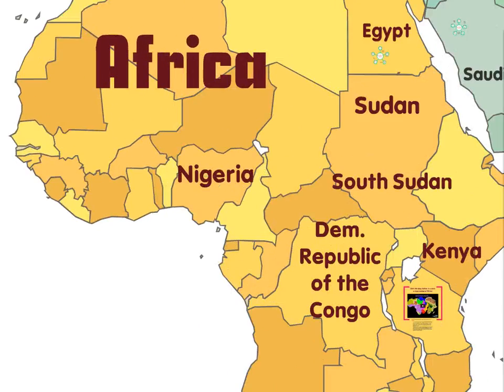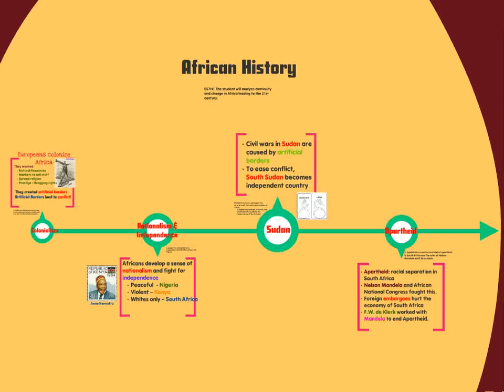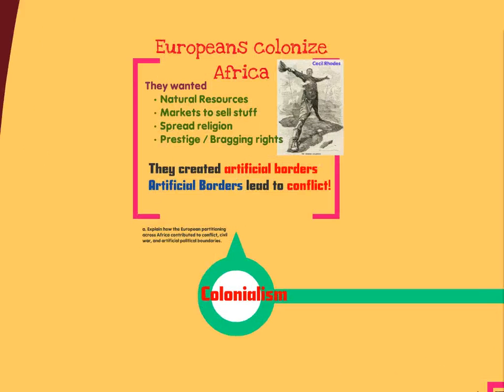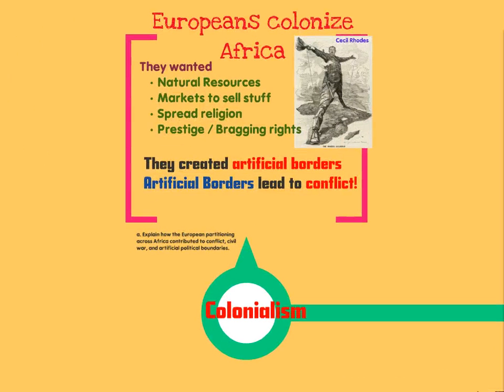So let's take a look at some of the history in Africa. Now, the history that we spoke about for the most part starts in the late 1800s. That's when the Europeans colonized Africa. They wanted things for themselves, of course. They had their own selfish reasons for colonizing. Among the things they wanted were natural resources to make stuff in their factories.